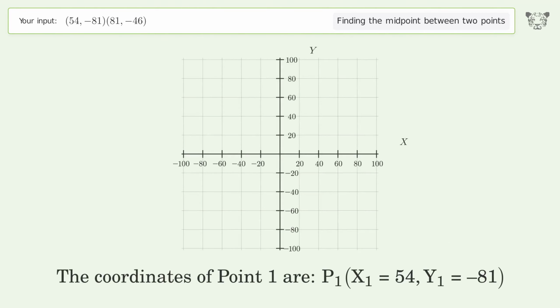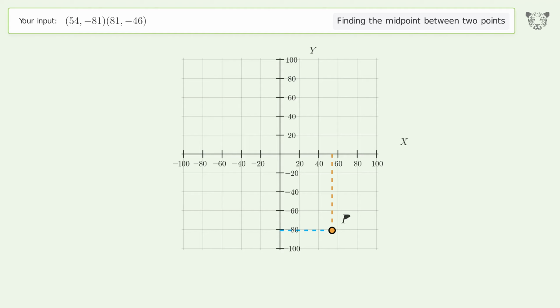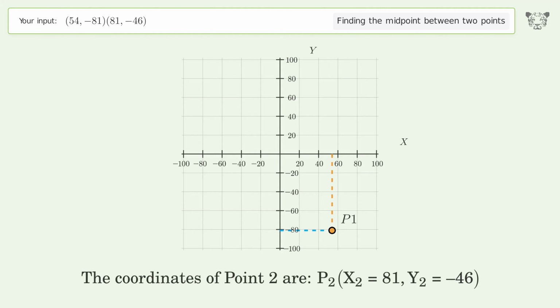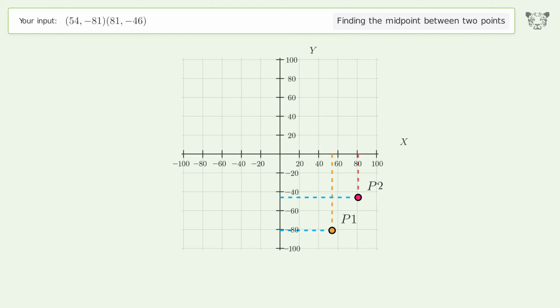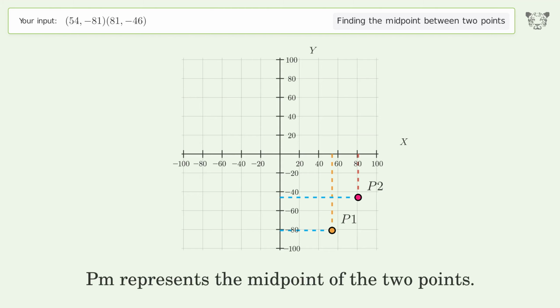The coordinates of point 1 are, x1 equals 54, y1 equals negative 81. The coordinates of point 2 are, x2 equals 81, y2 equals negative 46. PM represents the midpoint of the 2 points.